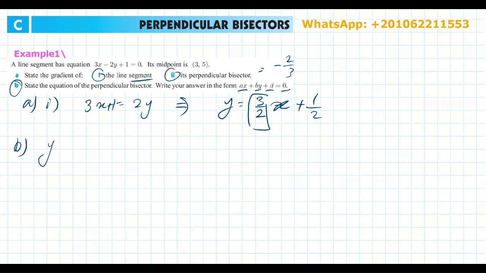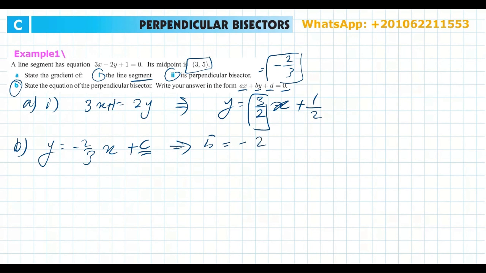First of all, y equals mx plus c, where m is negative 2 over 3, and we have the midpoint. Then after that, we're going to substitute the value of the midpoint to find the value of c, and it becomes 5 equals negative 2 plus c. Then c equals 7. Then the equation becomes y equals negative 2 over 3 x plus 7.